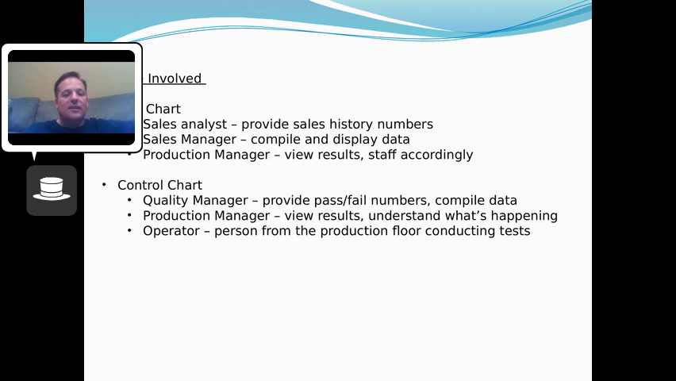We'll get into this. The control chart, quality manager would be needed. They can provide pass or fail numbers and help compile the data. Production manager would need to be there to view results and understand what's happening on the production floor, as well as the operator, a person from the production floor who's conducting the test itself. They're the ones who would see maybe it's the motor compressor itself, maybe the tank has a leaky weld, maybe the compressor doesn't compress fast enough or hard enough.